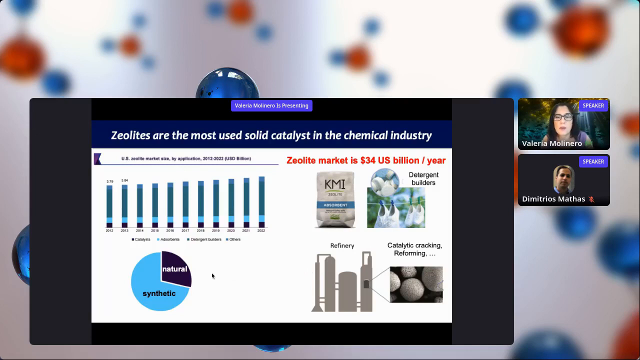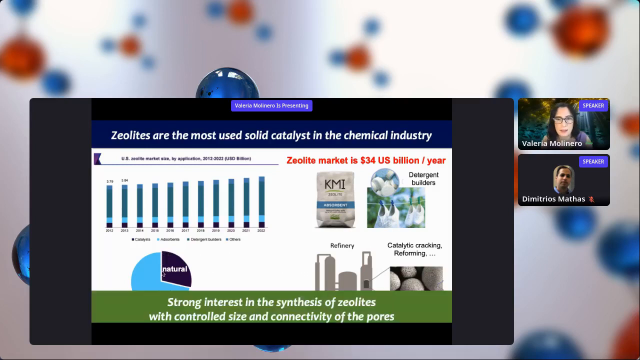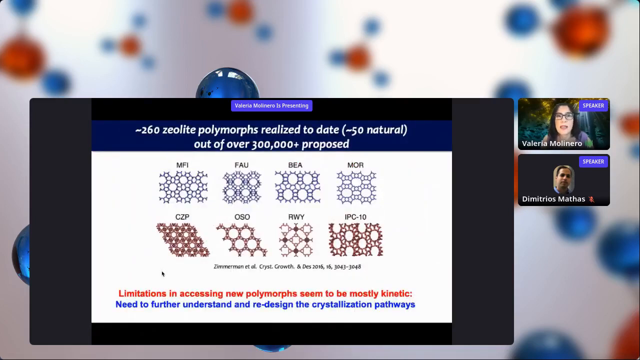Now, when we think about what these zeolites are, there are many of them, and I'm going to show some examples, but about a quarter of them are natural and all the others are synthetic. The reason why there are so many synthetic zeolites is because there is a strong interest in the synthesis of zeolites that have controlled size and connectivity of the pores for chemical catalysis. There are about 260 polymorphs already, out of which 50 are natural, and they have all these incredible shapes of pores that range from 1.5 nanometers to 0.6 or 0.5 nanometers.